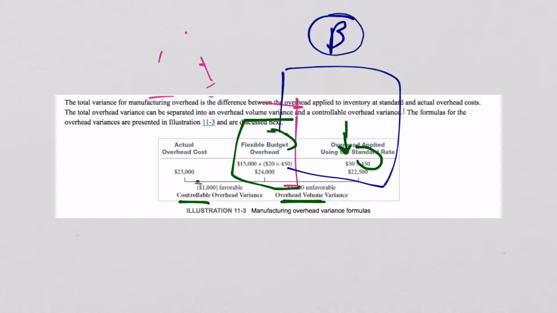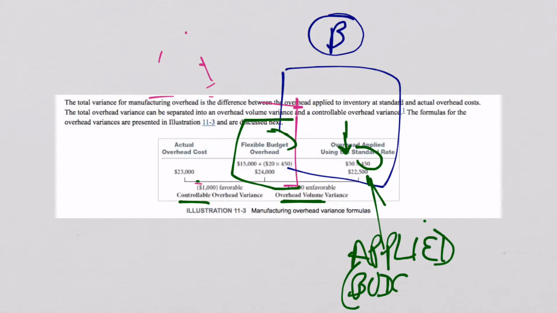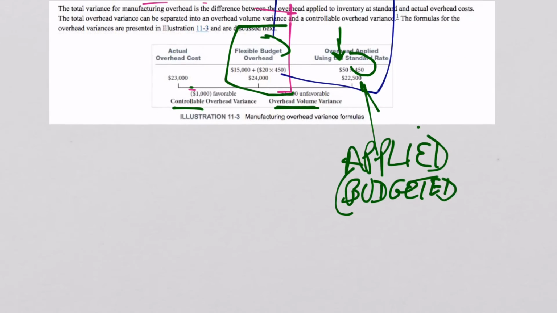And then you look at the flexible budget, which is really the overhead at the true volume amount. And since we're comparing it based on the applied amount, the applied overhead based on the budgeted volume, I'll say budgeted, that came out beautiful. Let's try that. Budgeted volume, applied overhead at the budgeted volume.